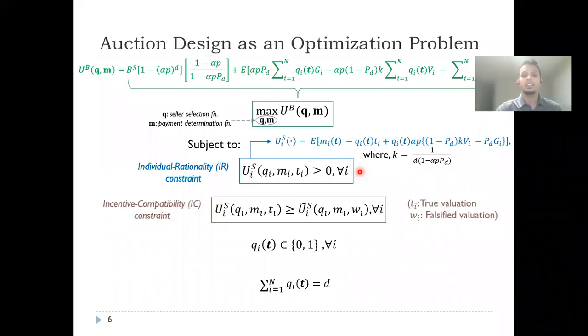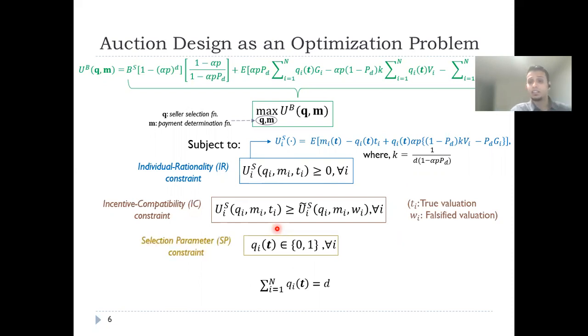The next constraint is the incentive compatibility constraint, which means that the buyer cannot prevent a seller from putting in a falsified bid. The seller can put in a falsified bid which increases its expected utility, and the buyer cannot force the seller to not allow falsified bids. There can be scenarios where, by doing that, the seller is maximizing the utility function, which is given by this constraint.